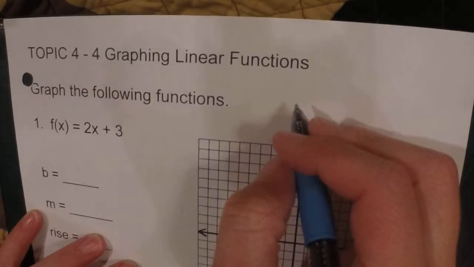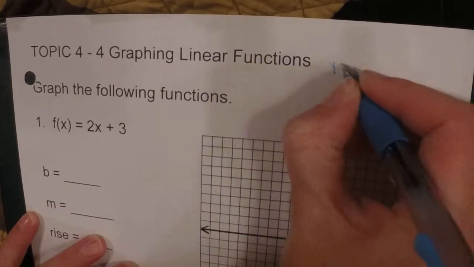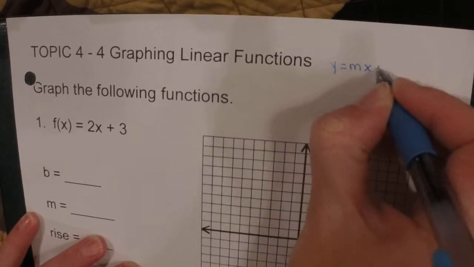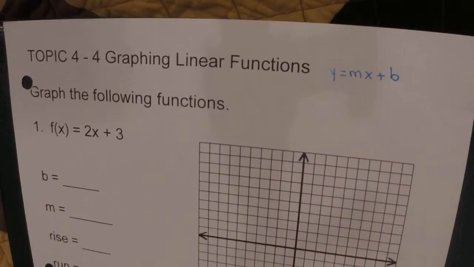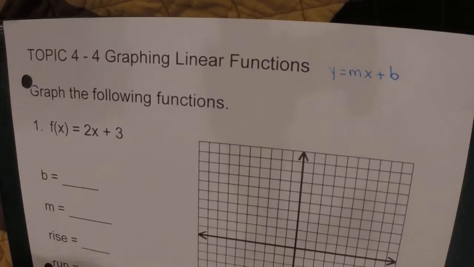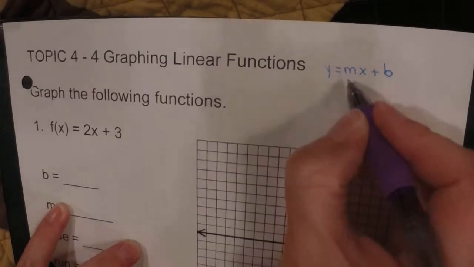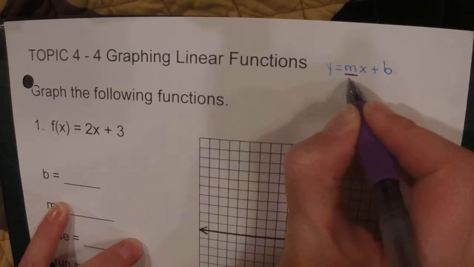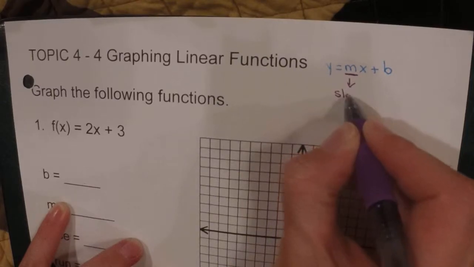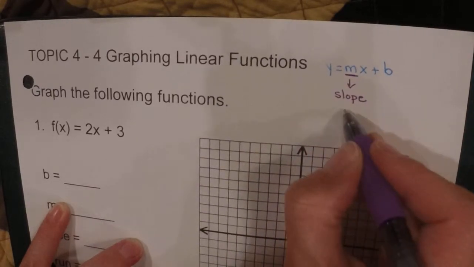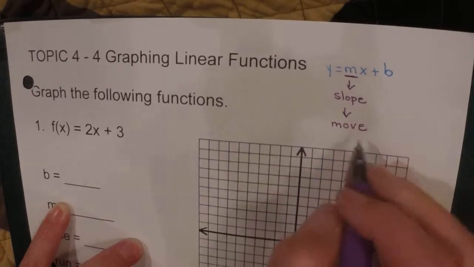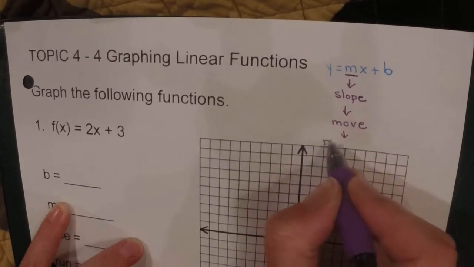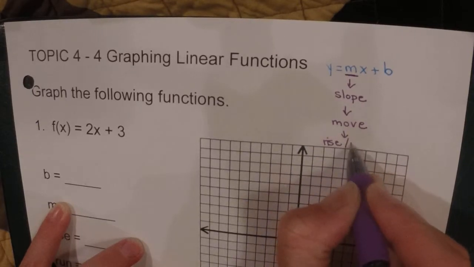But the first thing we want to talk about is y equals mx plus b. Okay, this is slope-intercept form for graphing linear functions. And m, this is what stands for slope. When you're graphing, this is going to tell you where to move. And it's always still going to be based on your rise over run.